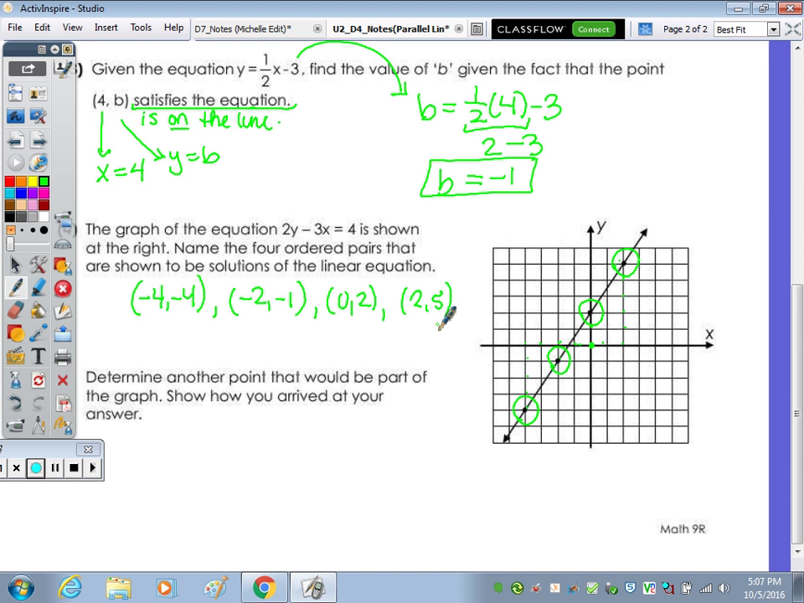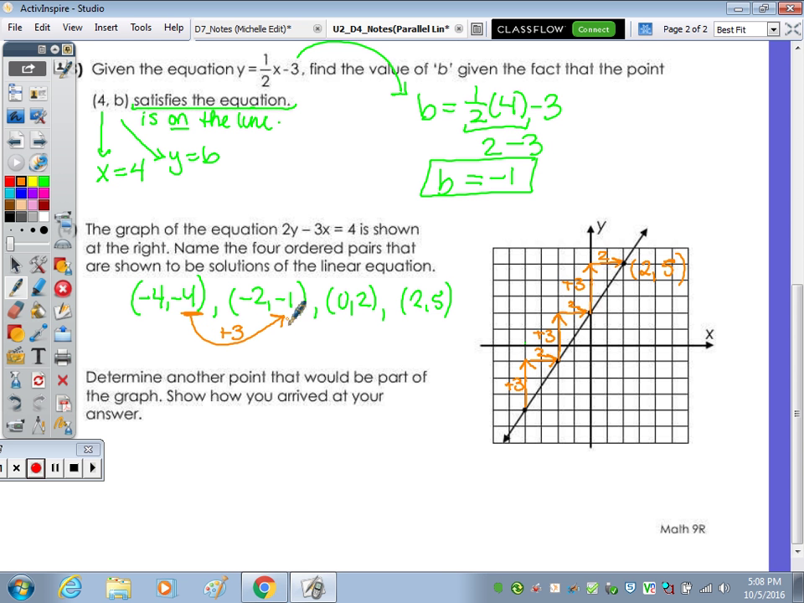Next part. Determine another point that would be part of the graph. Show how you arrived at your answer. Well, let me erase what I have. If I had to determine another point, I would look at how I moved from one point to the next, and I would use slope. So from here, I went up 1, 2, 3 over 2. Up 1, 2, 3, over 2. Now, because it's a line, that rate of change or slope has to remain constant. So if I look at the coordinates, every time my rise is increased by 3. Up 3, up 3. So moving from one y to the next, you're adding 3.